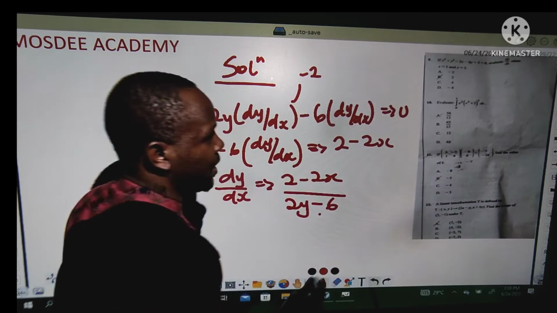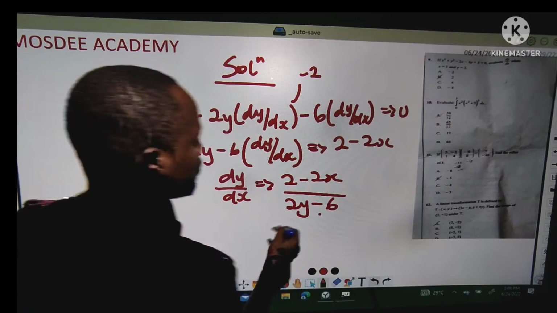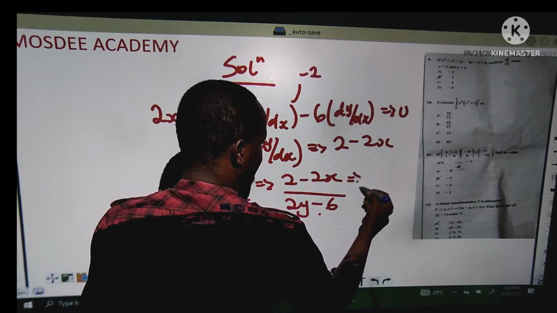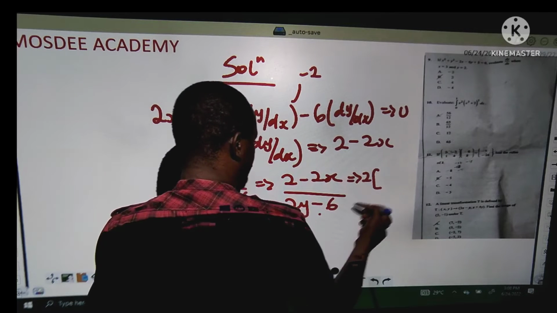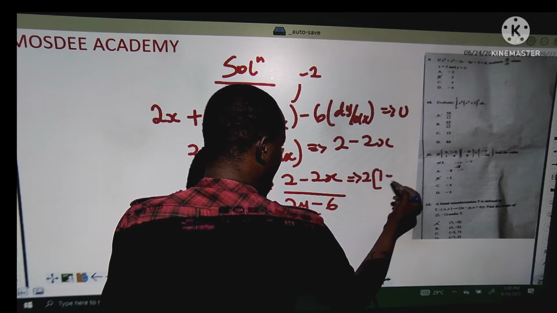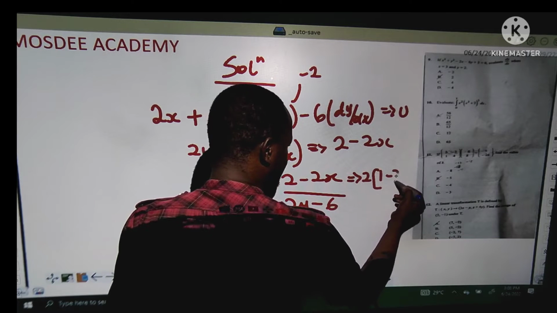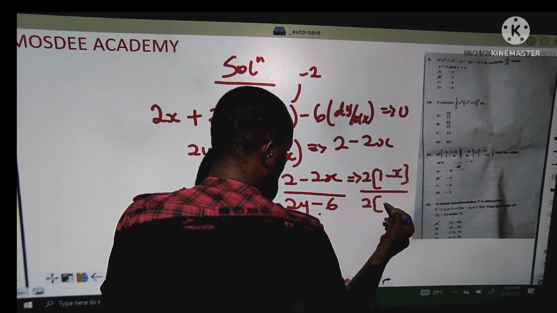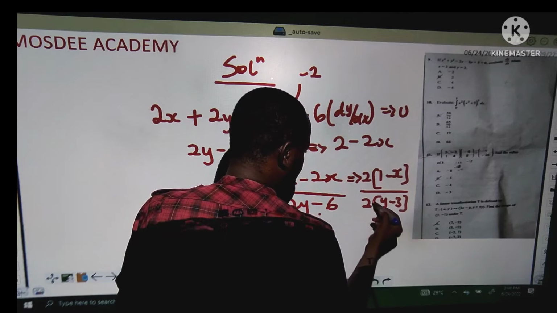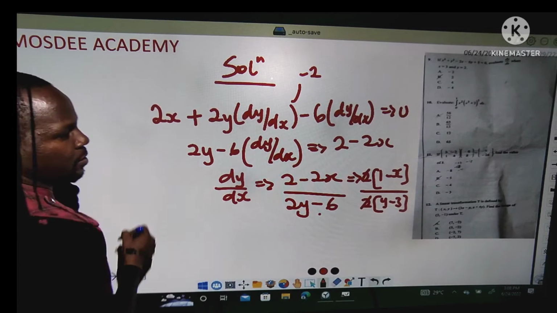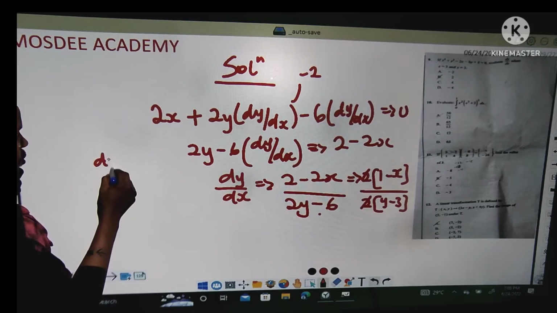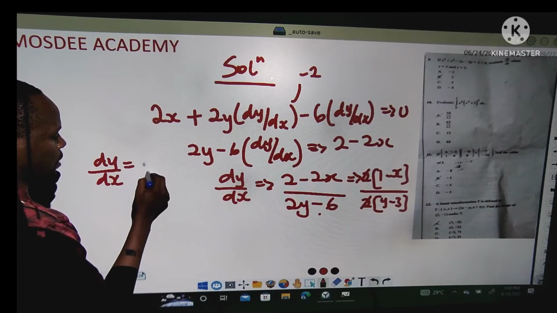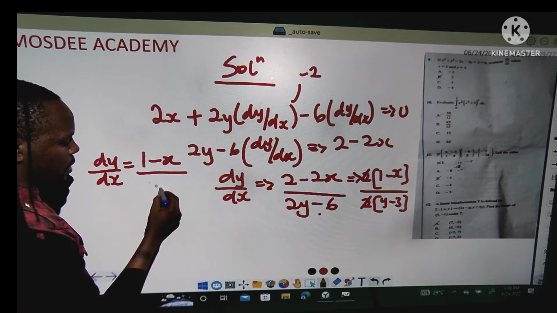We just need to substitute x equals 3, y equals 2. I can factorize this to make it simple. 2 is common, so I can cancel out 2. So I have 1 minus x over y minus 3. So dy/dx equals 1 minus x over y minus 3.